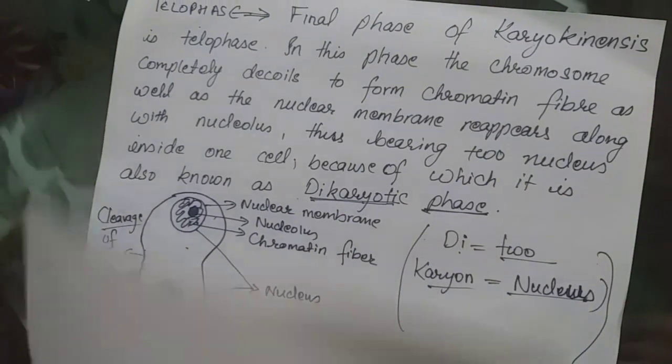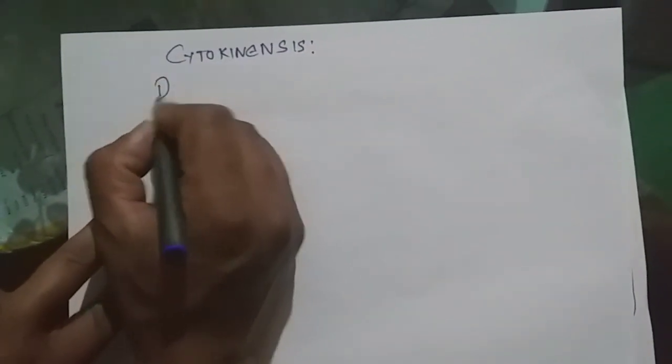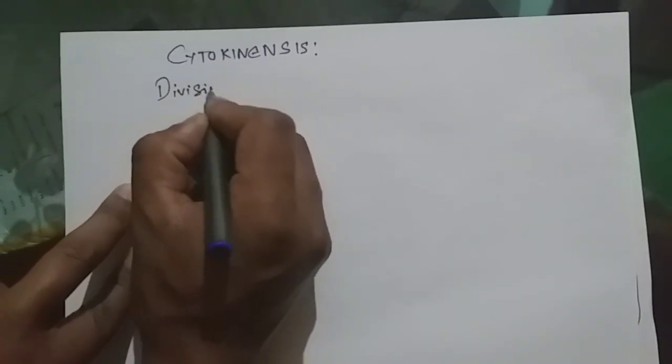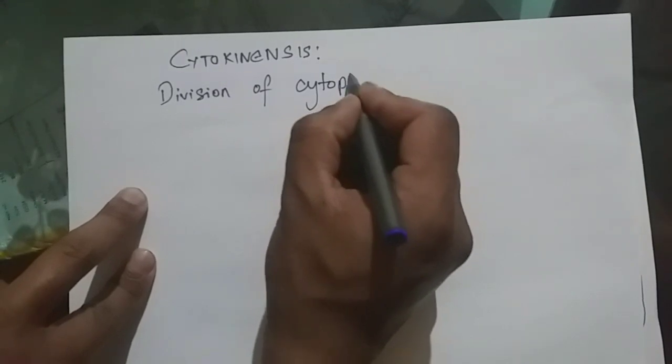Okay, dikaryotic phase. Now the final phase is known as cytokinesis. So cytokinesis is nothing but the division of cytoplasm. Division of cytoplasm is known as cytokinesis.